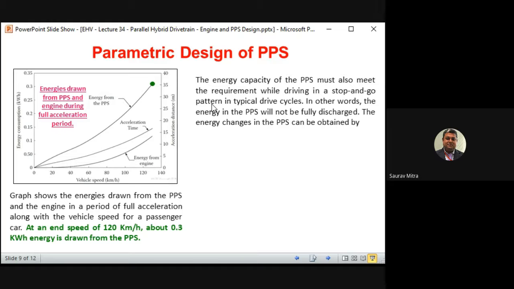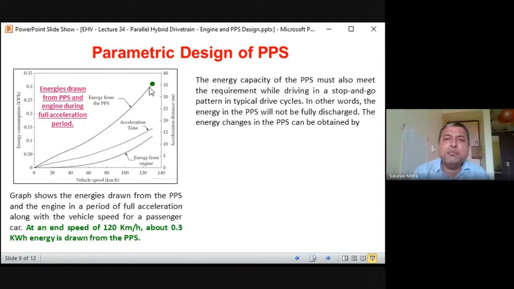The first one is huge acceleration. PPS is supplying the energy. You can find here 0.3 kilowatt hour. The second case is the vehicle running through the city. At that time, the engine becomes inactive. In that case, PPS itself is doing the stop and go kind of action, and PPS is actually driving the vehicle, as well as regenerative braking, so the PPS is getting charged. The third case when the PPS is used is whenever the vehicle is going through a grade, that means whenever it is going through a slope. So in these three cases, PPS is used.